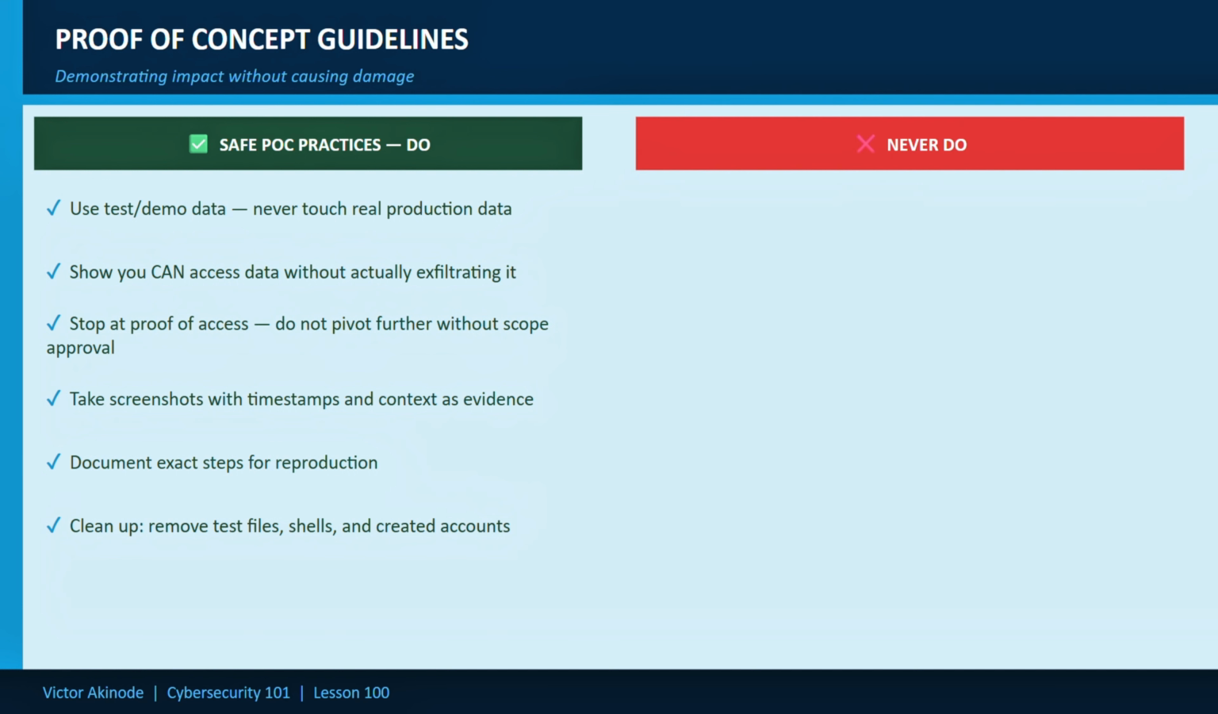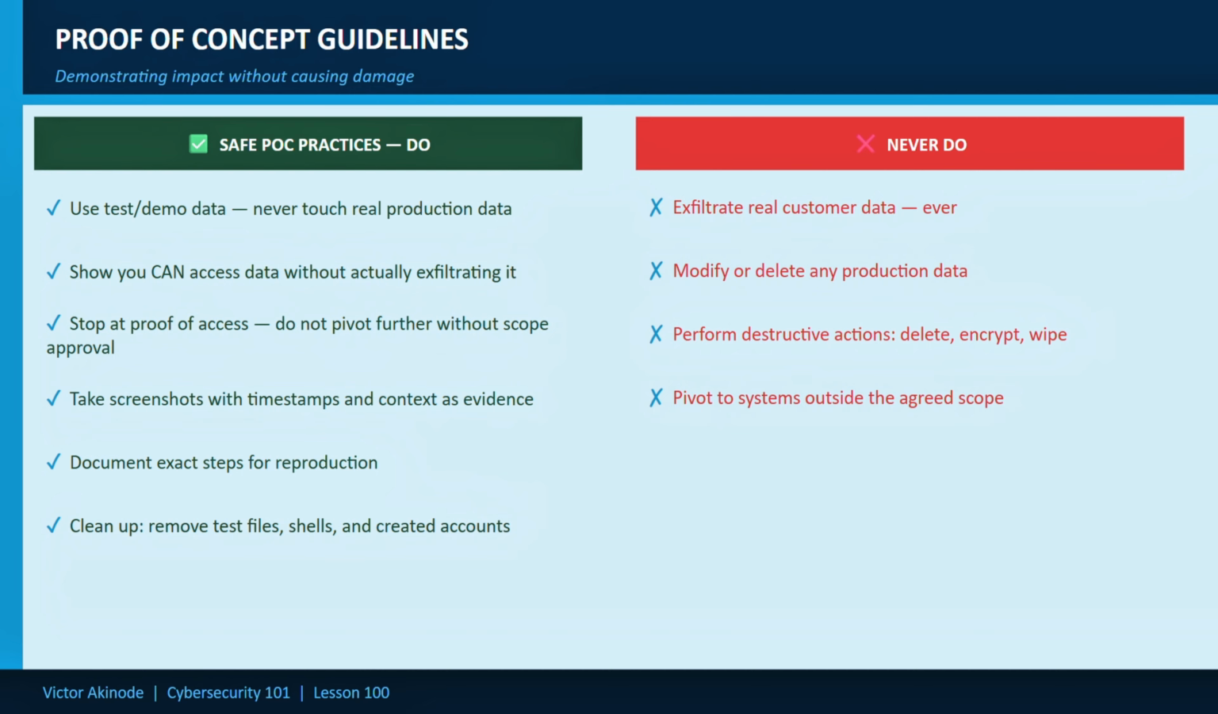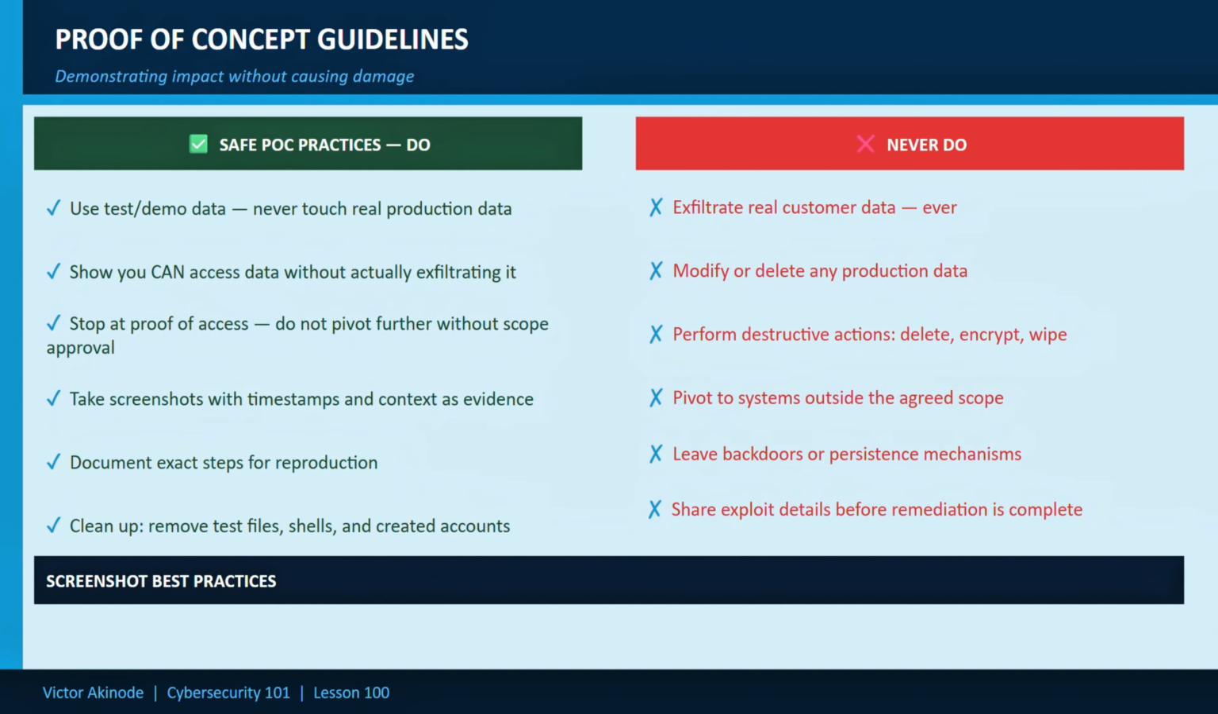And here is what you should never do. Do not exfiltrate real customer data. Don't modify production data. Don't perform destructive actions like delete, encrypt, or wipe. Don't pivot to systems outside the agreed scope. Do not leave backdoors or persistent mechanisms. And don't share exploit details publicly before remediation is complete. Even after remediation is complete, you should not still share the exploit details unless there is a reason for that by the organization. For screenshots, follow these best practices.